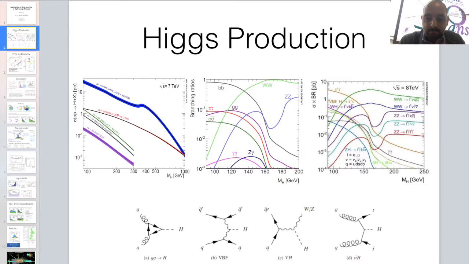You can also have quark fusion, where you have two quarks turn into a W plus H. This is associated production, where you make a Higgs with a W or a Z. And then there's also gluon fusion, where you can have the Higgs made with t tbar. So here this is t tbar associated production. Associated production refers to the fact that you make the Higgs along with something else. So these are the four dominant Higgs production mechanisms at the LHC.